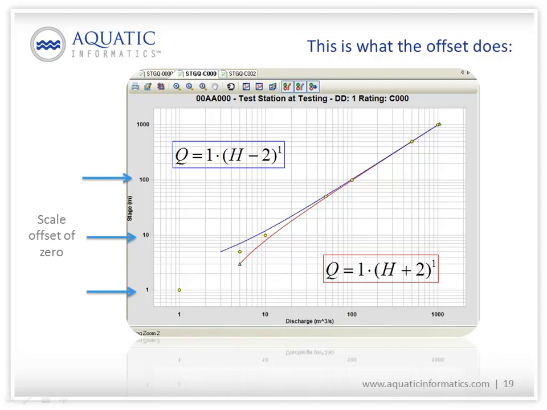We can visualize the role of the offset in how our rating measurements would plot in this example, where if our point of 0 head is above our gauge 0, then we need to subtract the offset from our stage value, and that renders, where we've got a scale offset of 0, a concave up curve as shown in the blue line. If our point of 0 head is below our gauge 0, then we need to add that offset to our stage values, and that renders a concave down shape to our relation when plotted against a scale offset of 0, as shown with the red line.